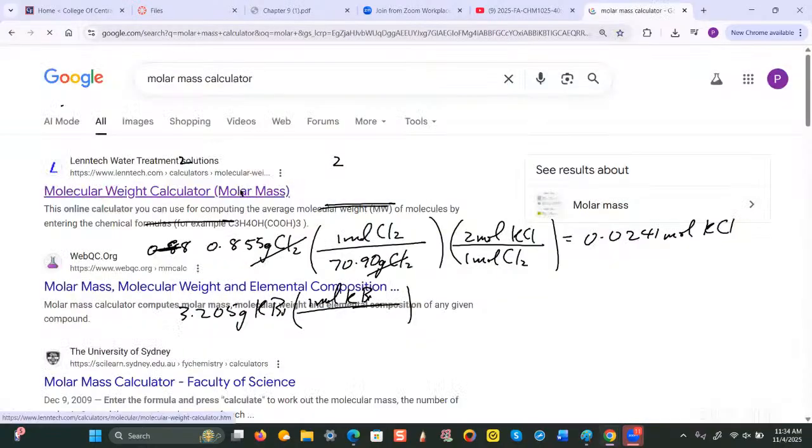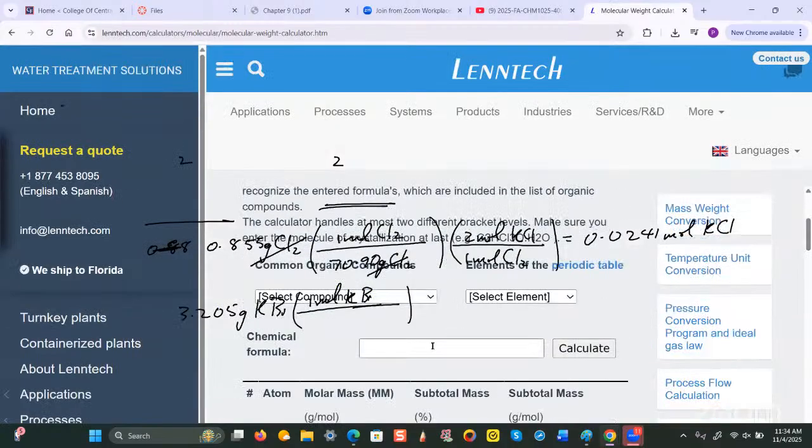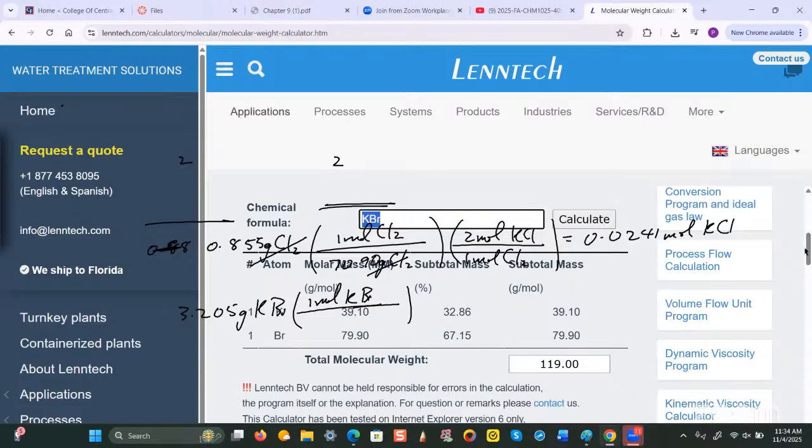Let me go here and then scroll down. Okay, so KBr. And let's see what the molar mass is. 119.00. All right, so I'm going to put that down here: 119.00 grams of KBr. Okay, so that's converting from grams to moles.